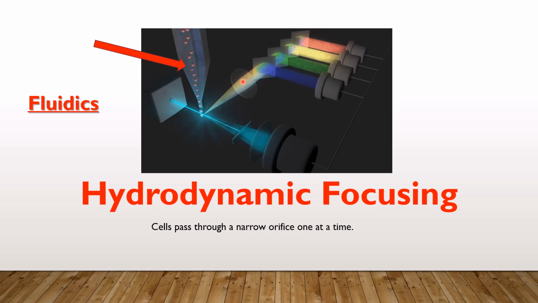So then they form a two layers stable flow. That's why the sheath pressure is different from sample pressure. So usually the sample pressure is 3 psi over sheath pressure. Here you can see the cells are aligned in such a way that they will pass through a narrow orifice one at a time, then they hit the laser beam.